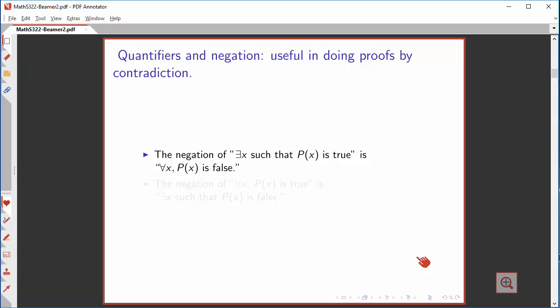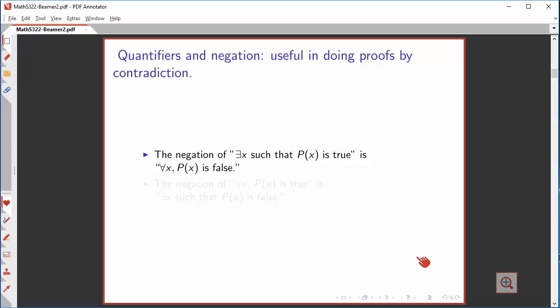Let's start with a statement of the form, there exists an x such that p of x is true. For example, there exists a prime number such that that prime number is even. That's a true statement because 2 is a prime number. What would be the negation of that statement? The negation of that statement would be all prime numbers are odd. For all x, the proposition p of x, that the prime number is even, is a false statement.